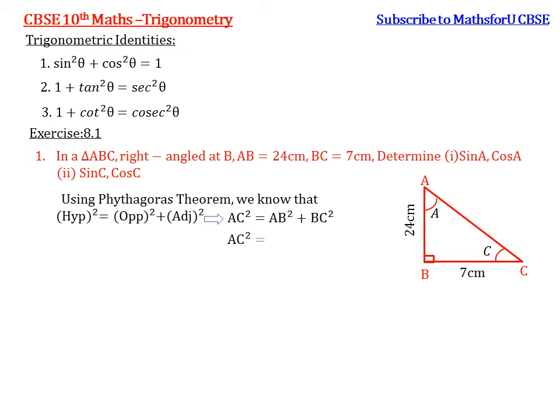Now, AB square is 24 square and BC square is 7 square. Now, we need to write the value of 24 square, that is 576 plus 49, that comes to 625. Now, AC is equal to square root of 625, which is nothing but 25. Now AC side is 25 centimeter.